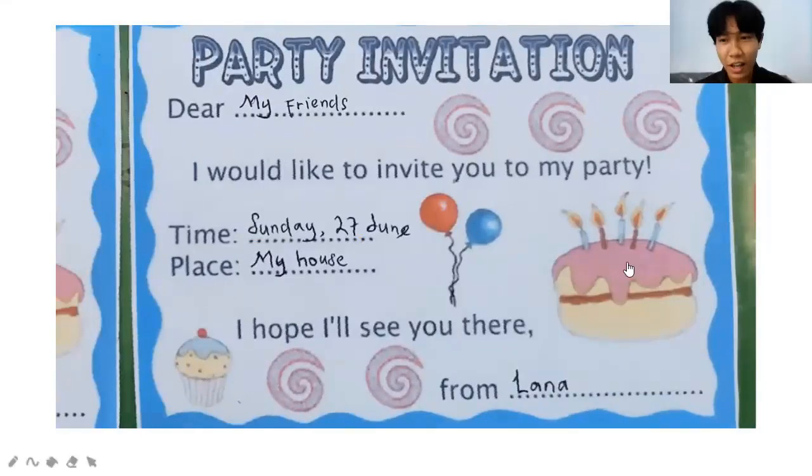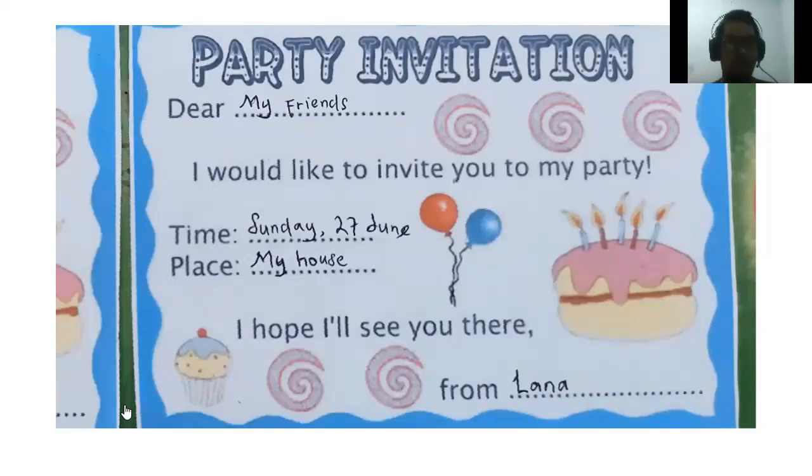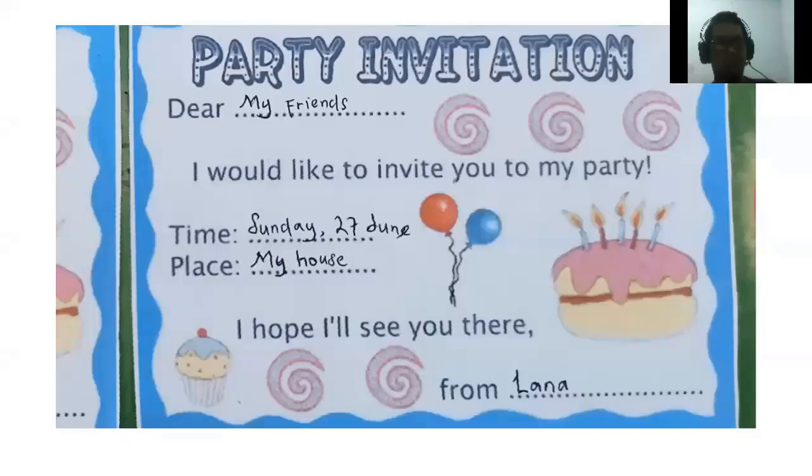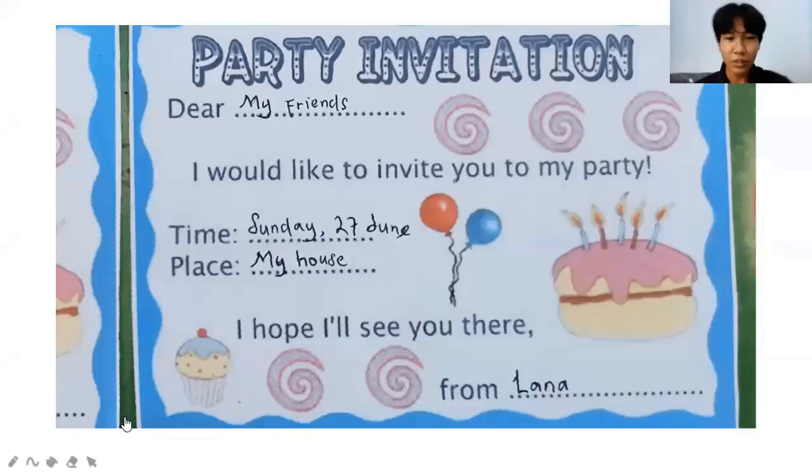What about this? I want to ask another pupil to help me if this birthday invitation card is right or wrong. Can you help me, another pupil? Yes. Okay, what about this? Is it right or wrong? I think it's right because the time is completely specific. There's a day and date and month. Okay, good. Thank you, Coco. You are right.